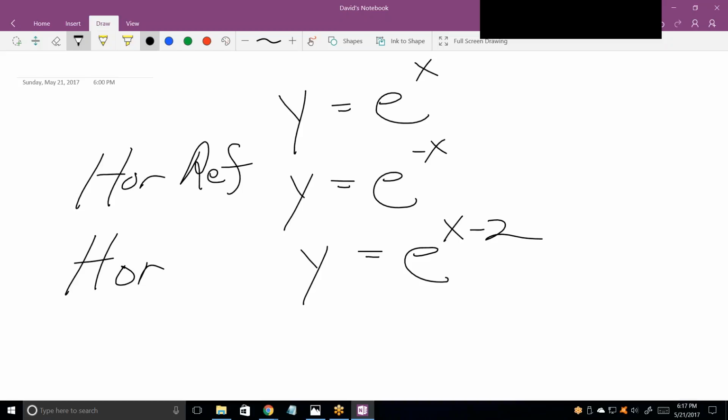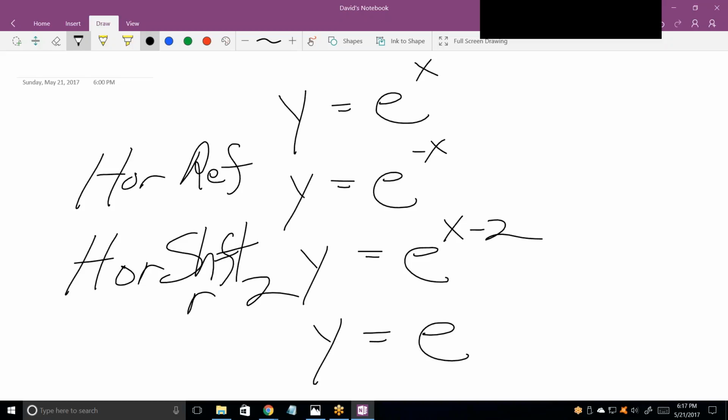So that is a horizontal shift. Which way? Right 2. Okay, right 2. And the only other horizontal thing you can do is something like that. What does that do?